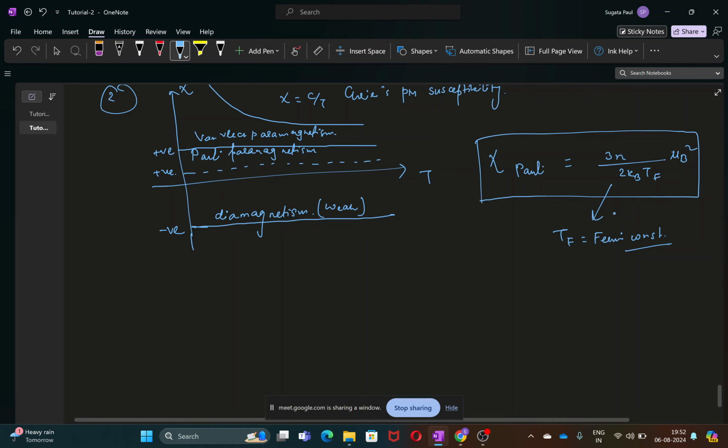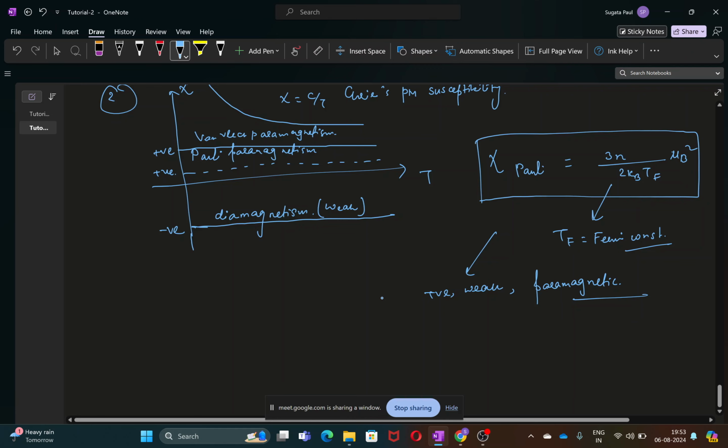It is not directly temperature dependent, but a constant value characteristic of the material. So 3n/(2 kB TF) mu_B squared is the whole expression of the Pauli paramagnetic susceptibility, and it is temperature independent. It is positive and weak, meaning it is not as strong as the Curie susceptibility value. This is a paramagnetic behavior.